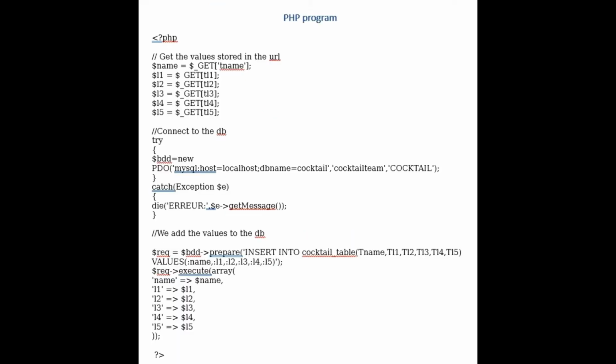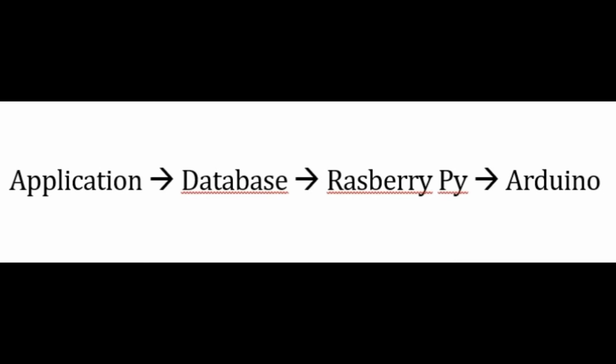For this, we store the information in a database thanks to the PHP program. This one gets the information coming from the application. Next, it connects to the database and sends it the information. After that, we get the information from the database with the Raspberry Pi and we transfer it to the Arduino.